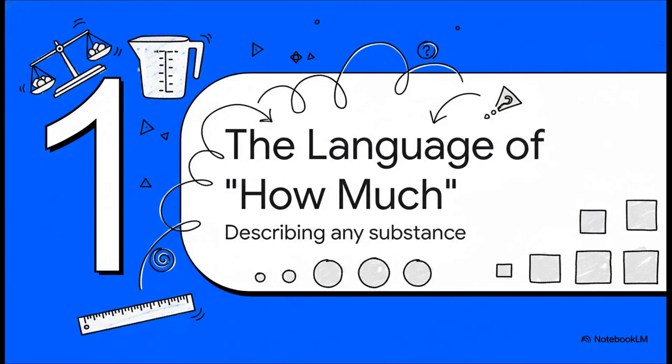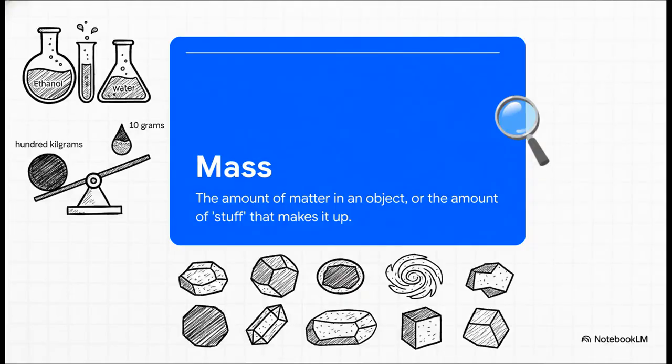Okay, so first things first. Before we can even think about mixing ingredients, we have to get a handle on the most basic question of all. How much of this stuff do we actually have? This right here is the absolute foundation of our entire language. The first, and honestly the most fundamental tool in our kit is mass. Put simply, it's just the amount of stuff that makes up an object. It doesn't matter if we're talking about a few grams of a chemical or hundreds of kilograms of water. Mass is always our starting point.